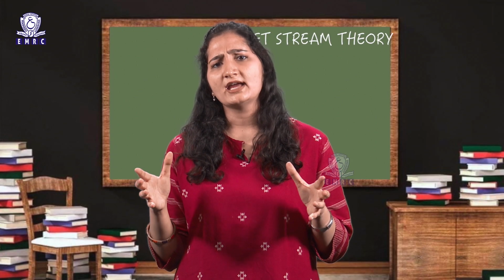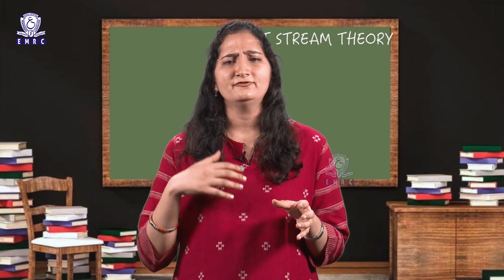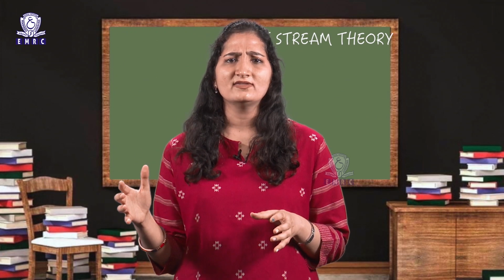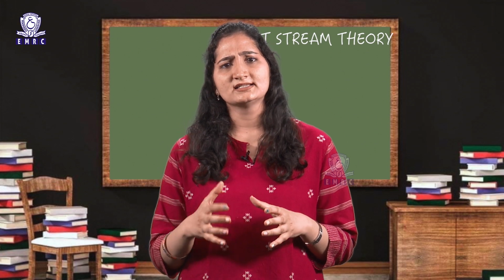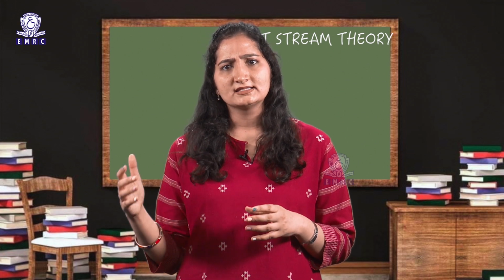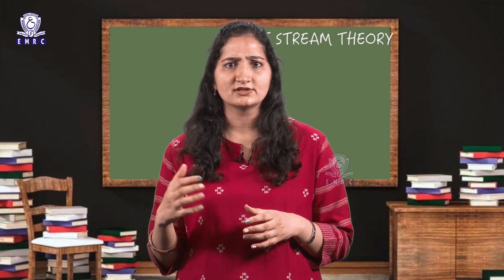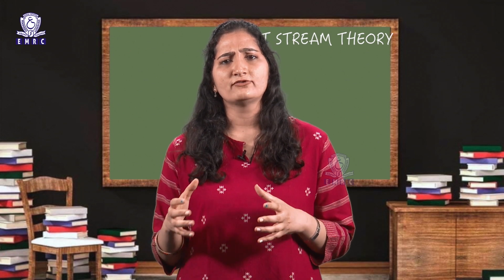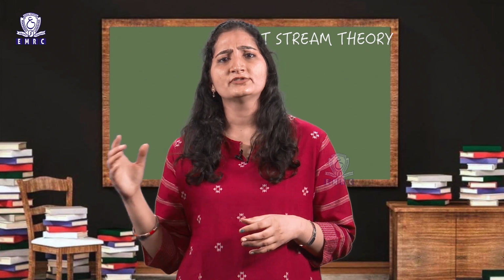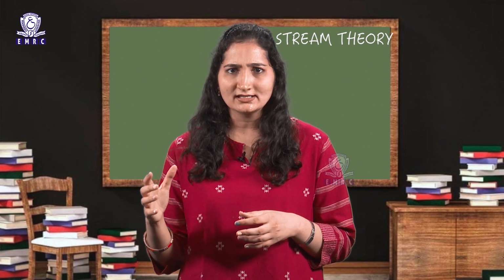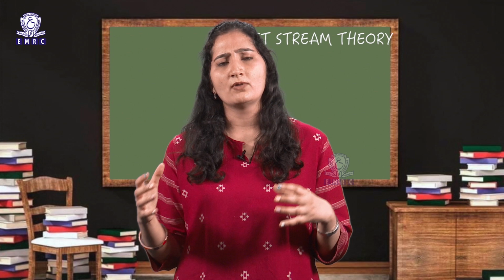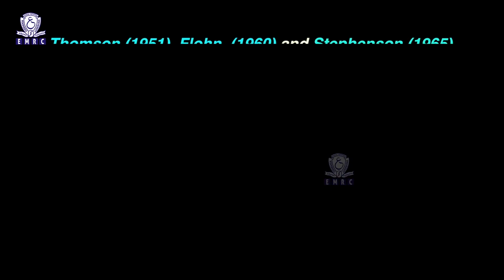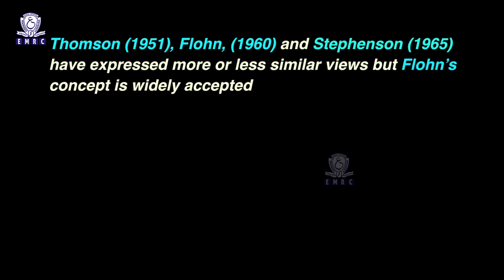When the summer temperature of the air over Tibet remains high for a sufficiently long time, it helps in strengthening the easterly jet and results in heavy rainfall in India. The easterly jet does not come into existence if the snow over the Tibetan Plateau does not melt. This hampers the occurrence of the rainfall in India. Therefore, any year of thick and widespread snow over Tibet will be followed by a year of weak monsoon and less rainfall. Thompson, Flohn and Stephenson have expressed more or less similar views, but Flohn's concept is widely accepted.